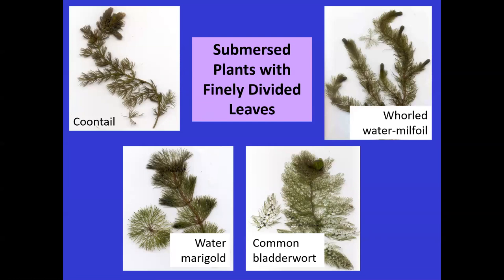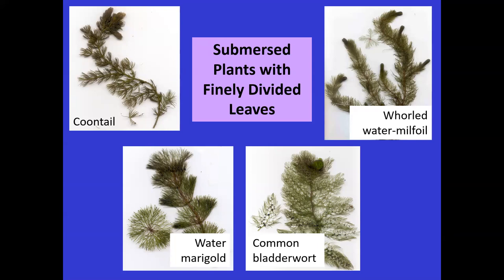Another big group of plants are the submerged plants with finely divided leaves. These are the plants that I was talking about before, that if, like a maple leaf, you take away the leafy parts, all you're left with are the veins. These plants are all dicots. A couple of examples of those are coontail, very common throughout the state. On the right, I have world water milfoil. Most of the water milfoils have kind of the same body plan with these feather-like leaves.